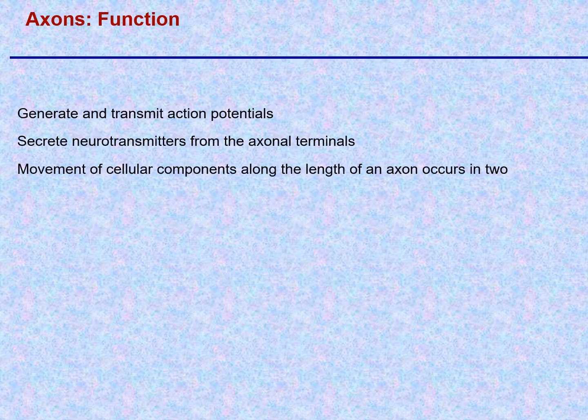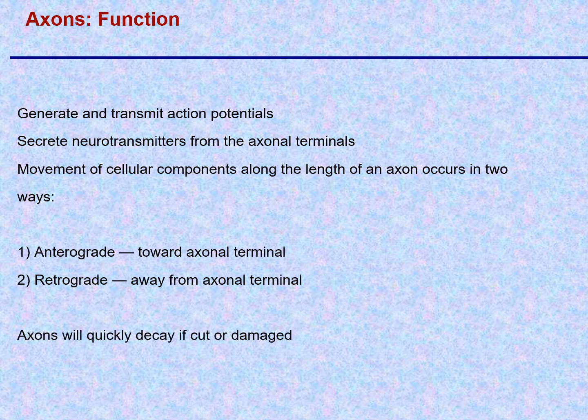The function of the axon is to generate and transmit what are called action potentials. And when the action potential travels all the way down to the end of the axon, then they will secrete, as I said, neurotransmitter from the terminals.